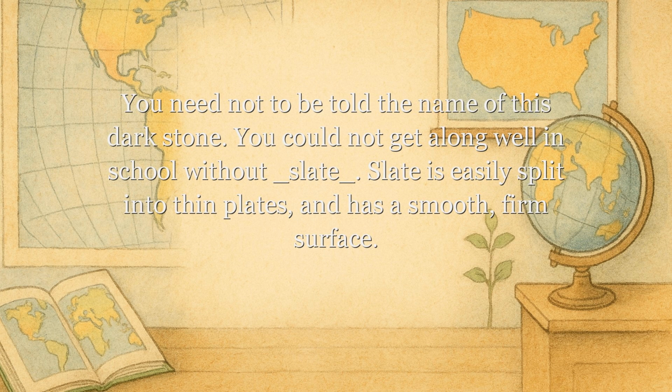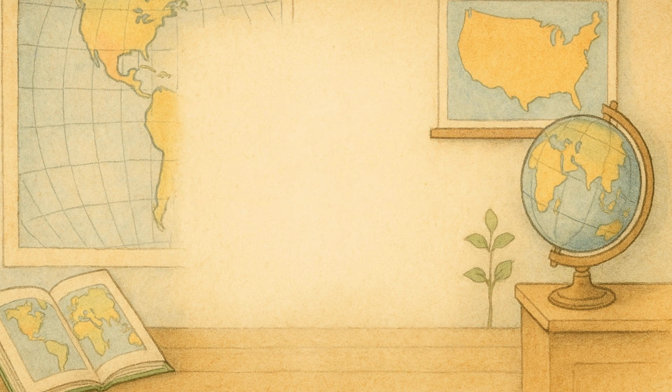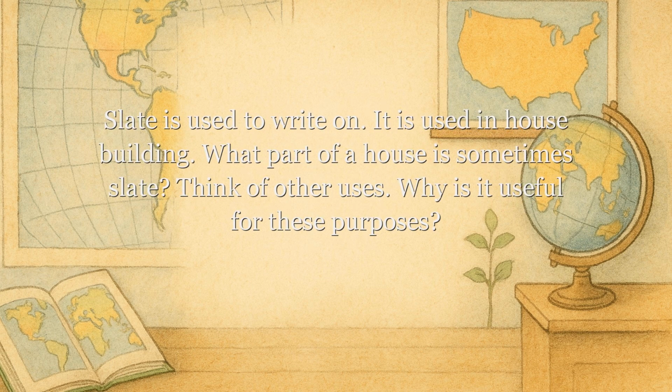Slate is easily split into thin plates and has a smooth, firm surface. Slate is used to write on. It is used in house building. What part of a house is sometimes slate? Think of other uses. Why is it useful for these purposes?